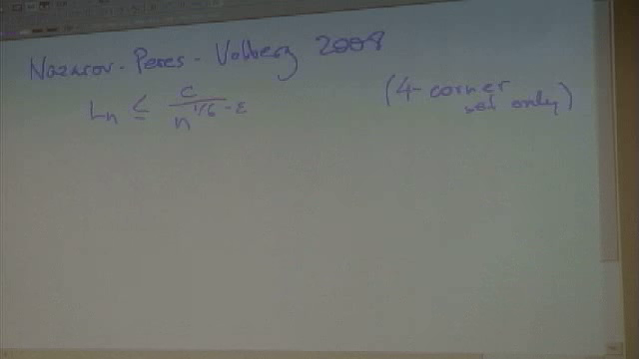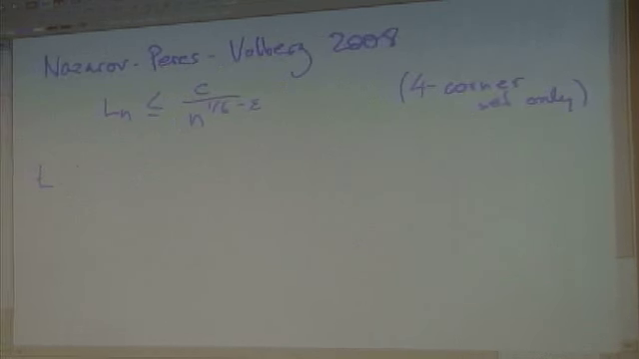The result that I want to talk about is joint with my student Kalan Jai. It says that Ln is bounded by a constant times a negative power of n.